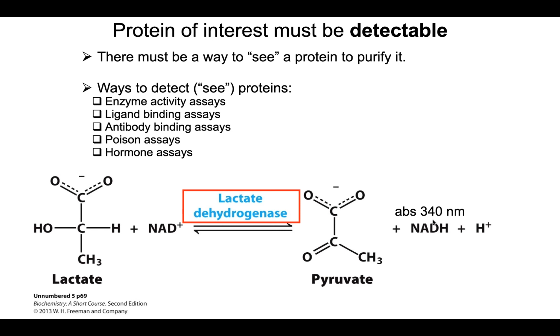So you can take a fraction that you think has your lactate dehydrogenase in it, you can add to that lactate and NAD+, and by looking at the absorbance at 340 you can calculate just how much enzyme is there, by seeing how much NAD+ becomes NADH. So this is an assay that you can use to detect the presence of your protein if, for example, your protein was an enzyme.